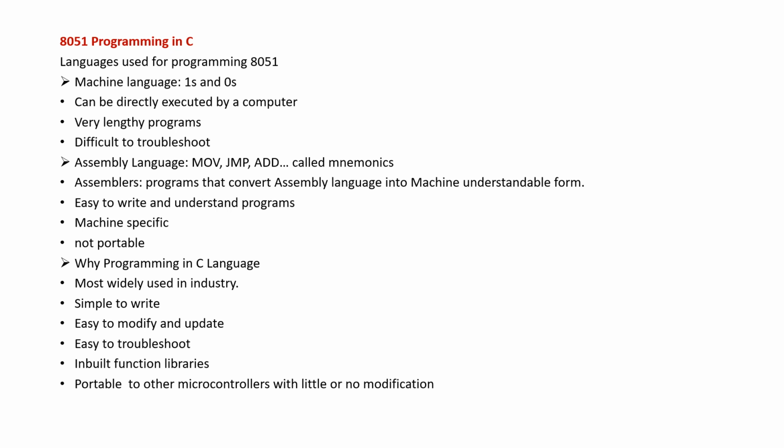Assembly language consists of English-like words like move, jump, add, etc., called mnemonics. Writing the program is easier, but it is not understood by the microcontroller directly. We need to convert it to binary. The programs that convert assembly language to machine language are called assemblers, so we need to use assemblers while using assembly language. Writing and understanding programs were easier compared to machine language. But it is machine specific.